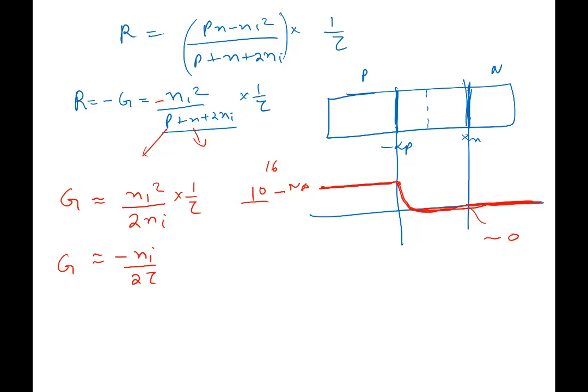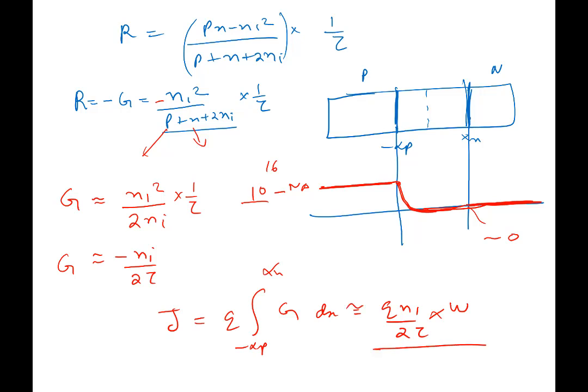So what is the total generation current? Generation current is, remember, Q times G integrated from minus xp to xn dx. So this turns out to be Q Ni by 2 tau into effectively the depletion width. That becomes my total generation current: Q Ni by 2 tau into W. This is the generation rate. This is what is happening here.